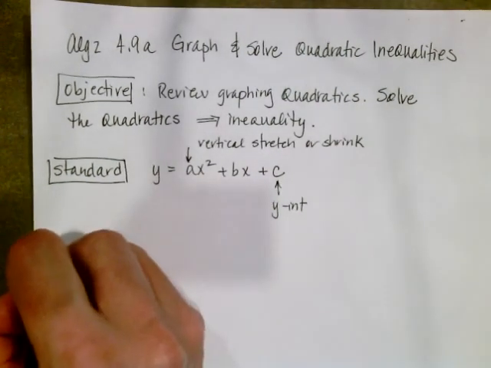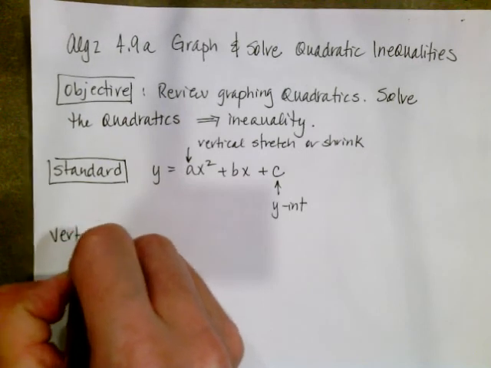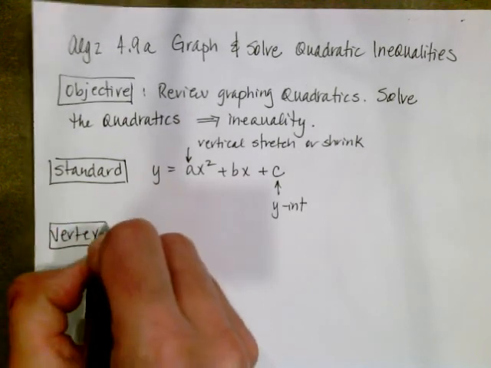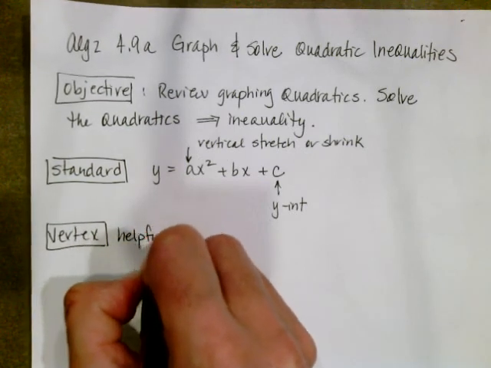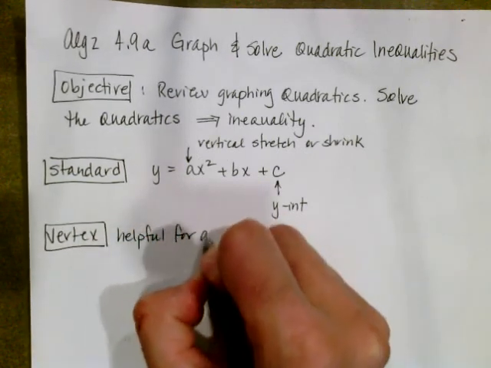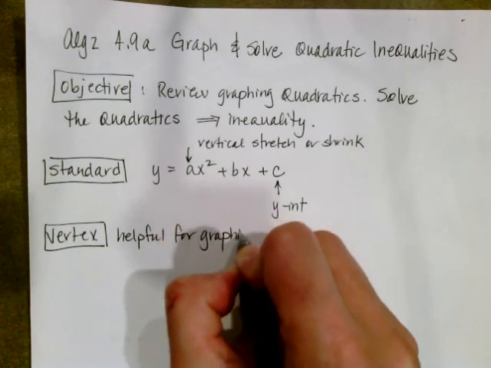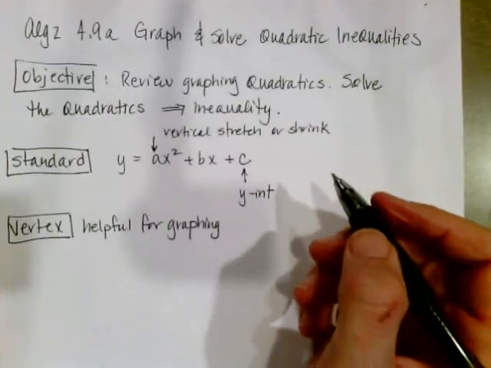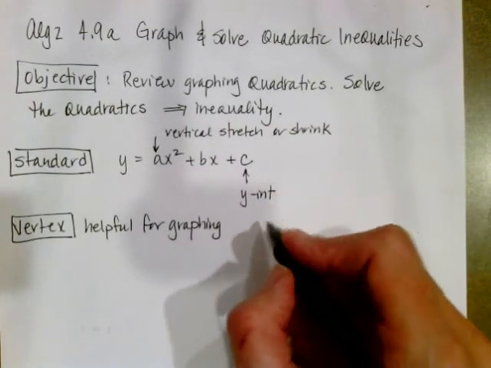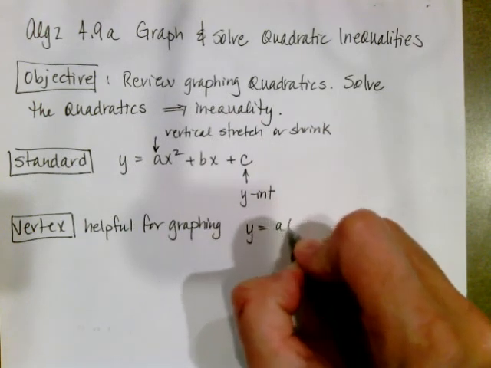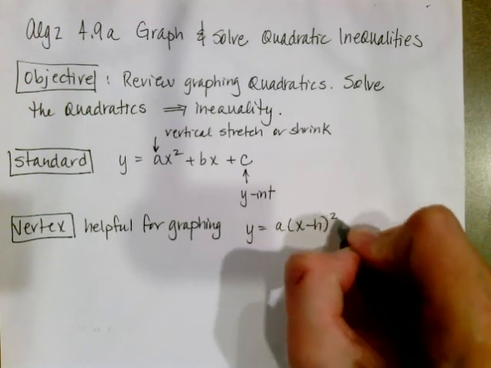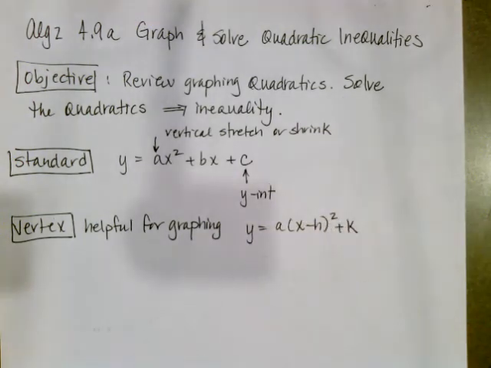All right, the next form is our vertex form, which is particularly helpful for graphing. Okay, so I'm going to put helpful for graphing, and that is going to be y is equal to a times x minus h quantity squared plus k.